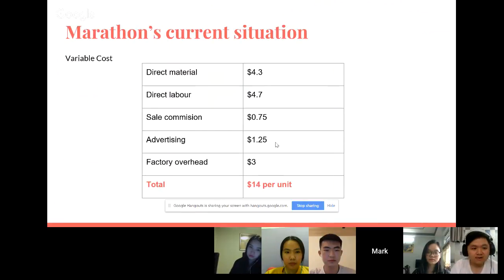Now I'm going to talk about the variable cost. The variable cost is the cost which tends to vary directly with the volume of activity or the output. In the Marathon Corporation, there are 5 variable costs, which are direct material, direct labor, sales commission, advertising, and factory overhead. So the total variable cost per unit is $14.